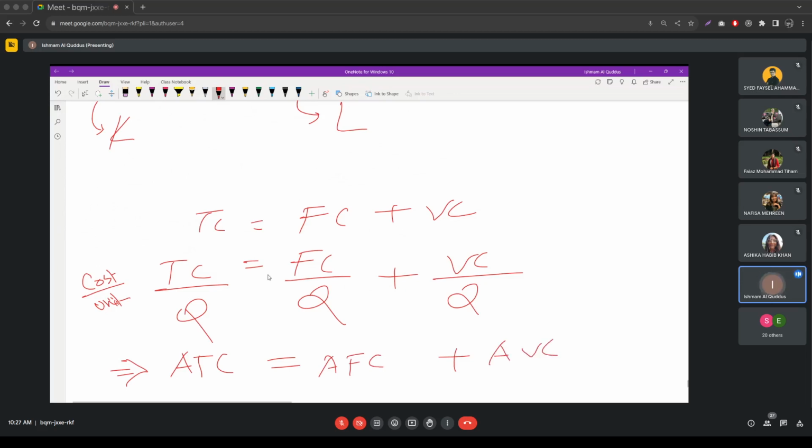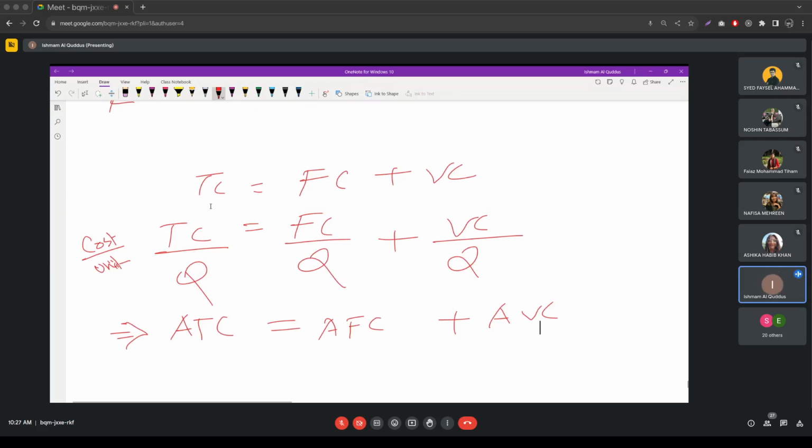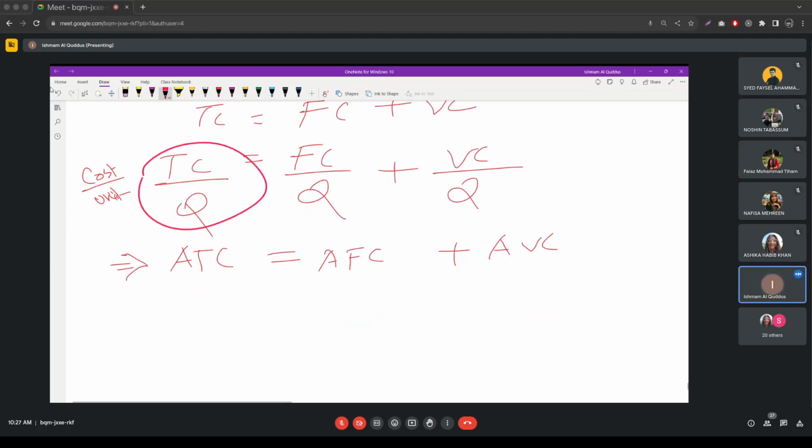right? সবাই বুঝতে পেরেছেন এটা? Any question? So this is স্যার TC একটা by Q is just average total cost. FC by Q would be the average fixed cost. VC by Q is the average variable expense or cost. বুঝতে পেরেছেন এটা? Any question anyone?